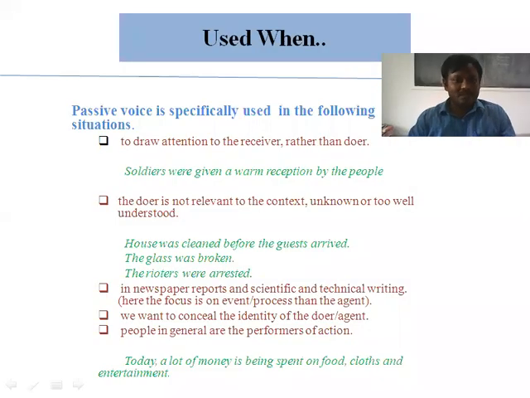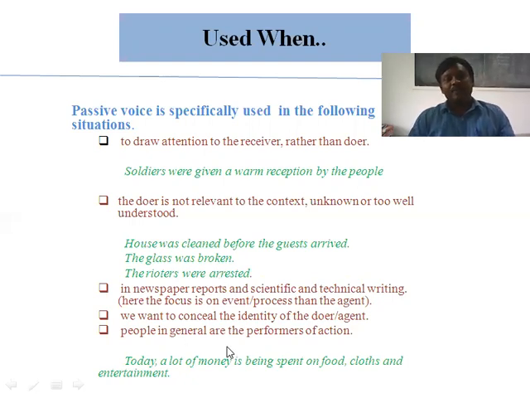Okay. Now we will see in what other situations passive voice is generally used. In newspaper reports, we find the usage of passive construction generally. In scientific and technical writing, passive voice is generally used because the focus is on the event or process rather than the agent. The agent is never important when compared to the process. Here the focus is on the process. When the process is given the focus, we use passive voice.